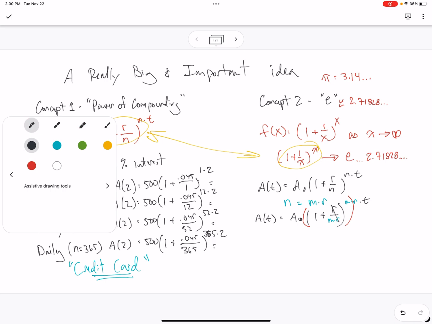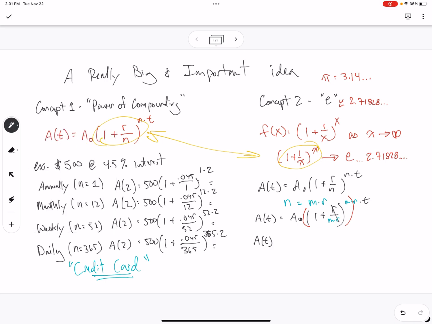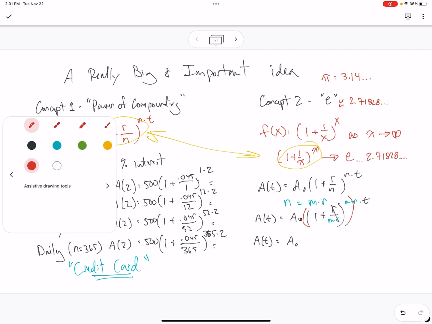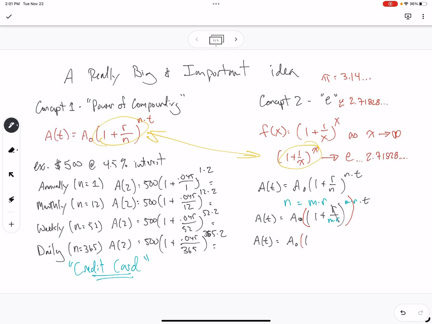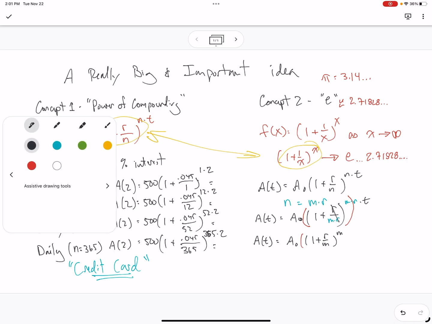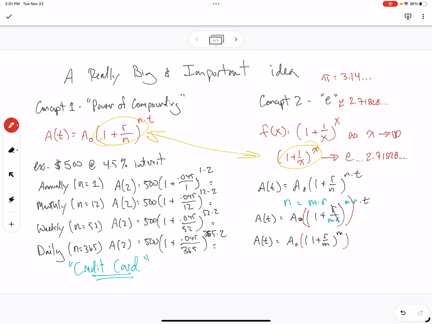This simplifies to A of t is equal to A naught. And then in this red parentheses, it's going to simplify to 1 plus r over m to the m power. And then notice you still have the interest rate up here in the exponent times t. This right here is just some algebra.